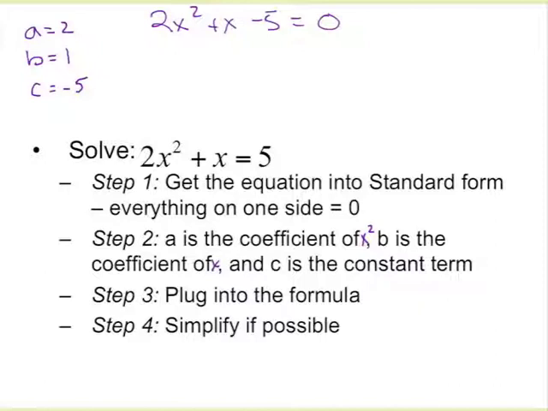Then we just want to plug this into the formula. So the formula is x equals negative b plus or minus square root of b squared minus 4ac divided by 2a.